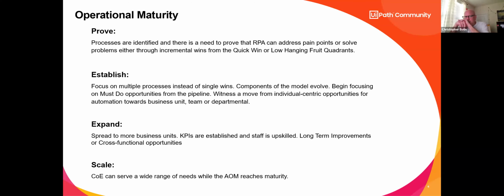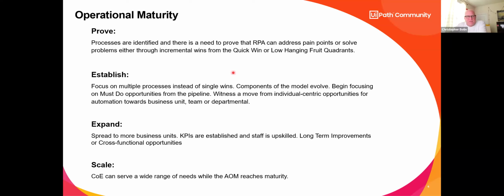So we build a POC to prove out what automation can do, right? And to help build a framework or a mindset in people's heads, to see, number one, that it's not as scary as everybody makes it out to be, and number two, this can readily be adopted and expanded. Then we establish it.